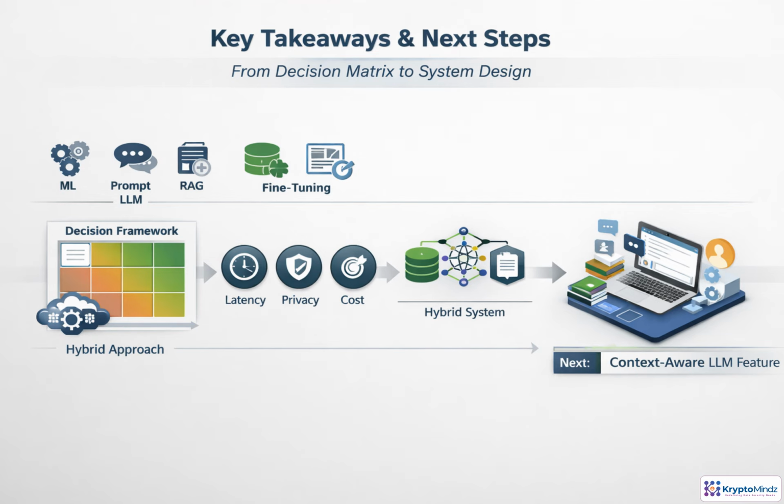Remember, architecture choice is a constraints decision. Use RAG for fresh knowledge, fine-tuning for reliable behavior, traditional ML for structured prediction, and prompting when the task is simple enough. In practice, strong products often combine these pieces. Next, we'll apply this framework to design a context-aware LLM feature.